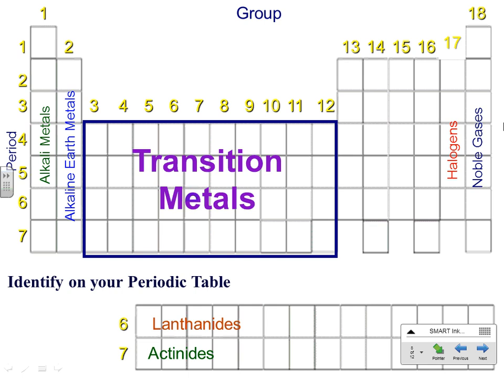You can then label your alkali, your alkaline earth, your transition. This doesn't have a name, your halogens, your noble gases. Underneath, make a little rectangle, cut it in half, label your actinides and your lanthanides. All right, so that's not too tough.